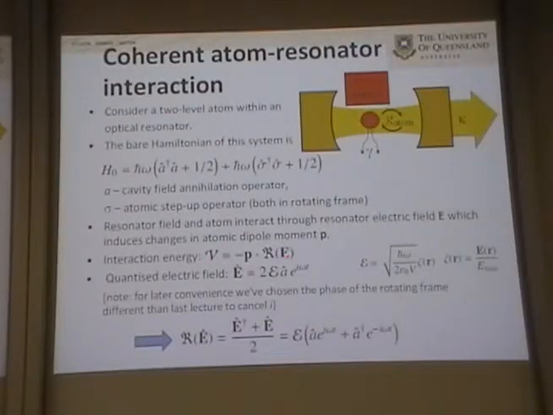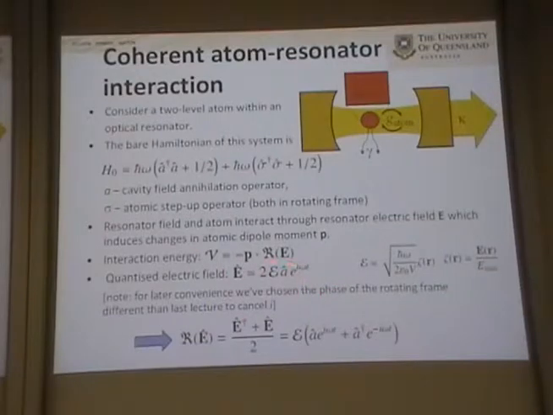The resonator and atom then interact through the electric field. The electric field orientates the atomic polarization dipole moment. And the atomic dipole radiates into the cavity field. And the interaction energy is just negative P dot E, as before.